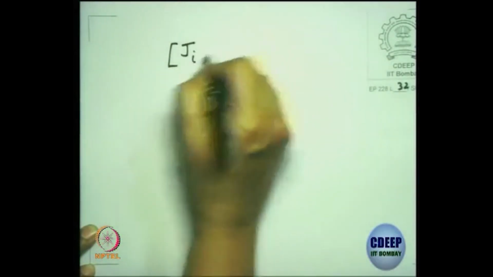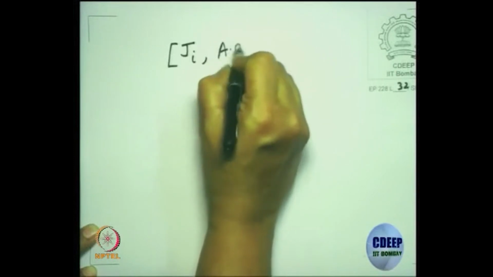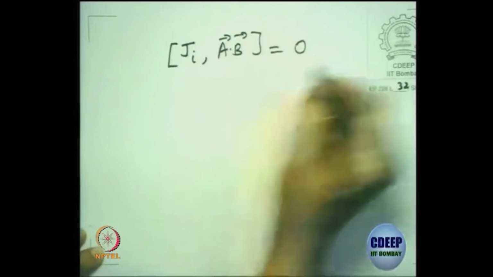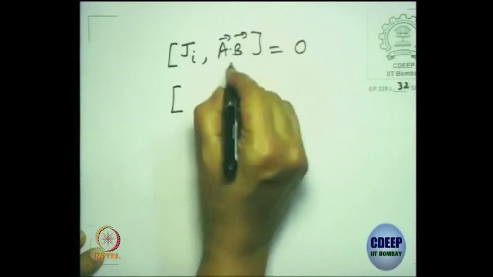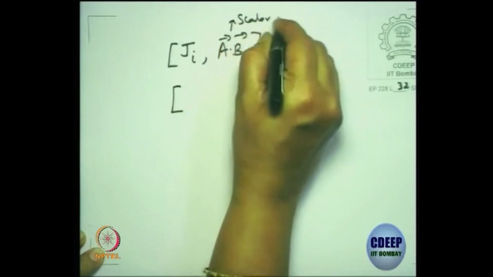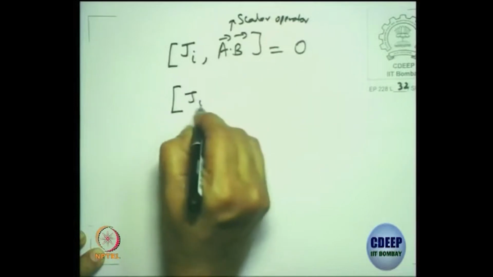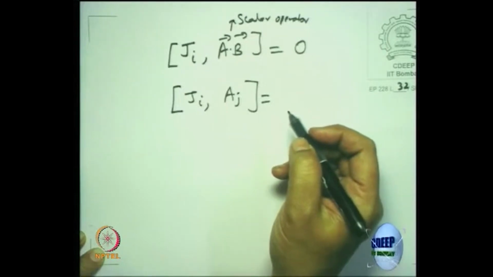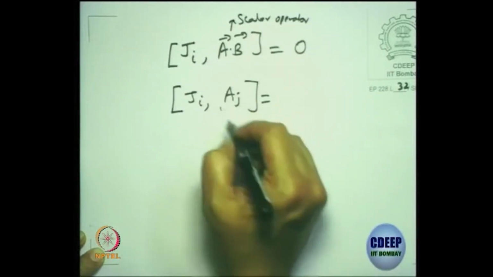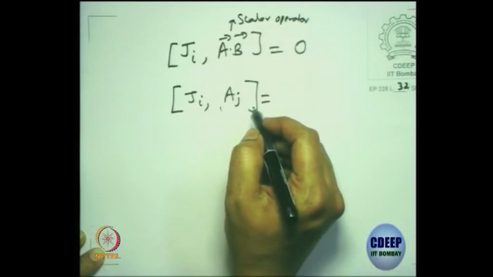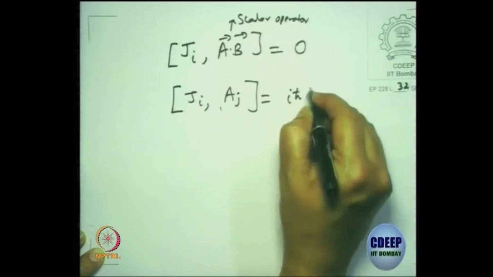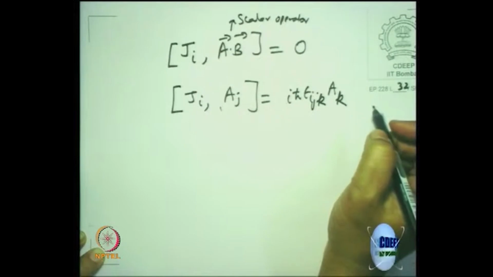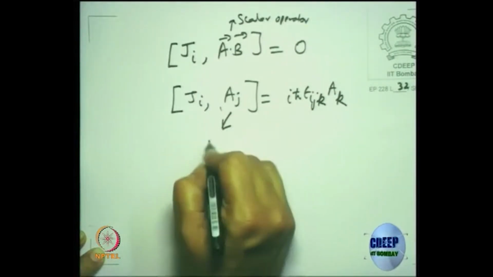Ji with any dot product, that is 0. And you can also show that. So this is why it is called a scalar operator. And Ji with Aj, if it is the position coordinate, you know what it is: i h cross epsilon ijk Ak. So this is what we call a vector operator.